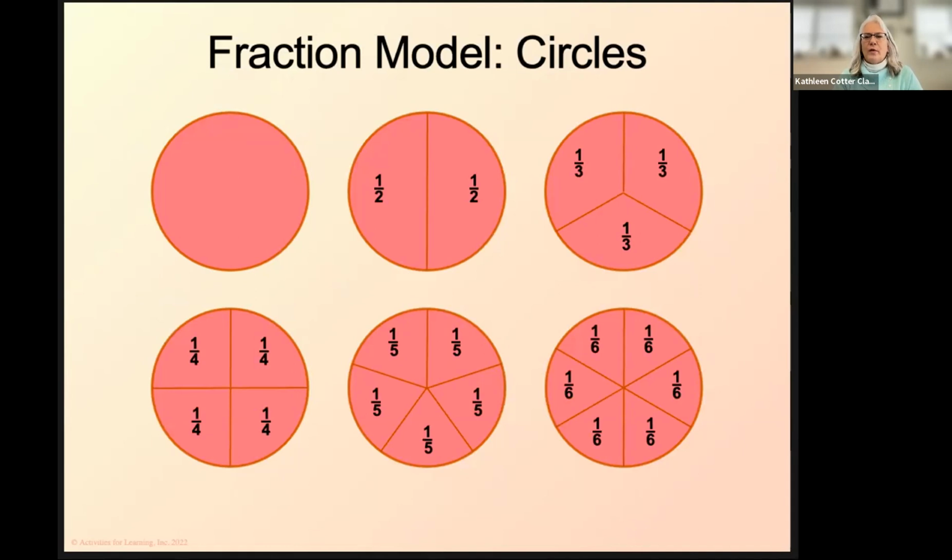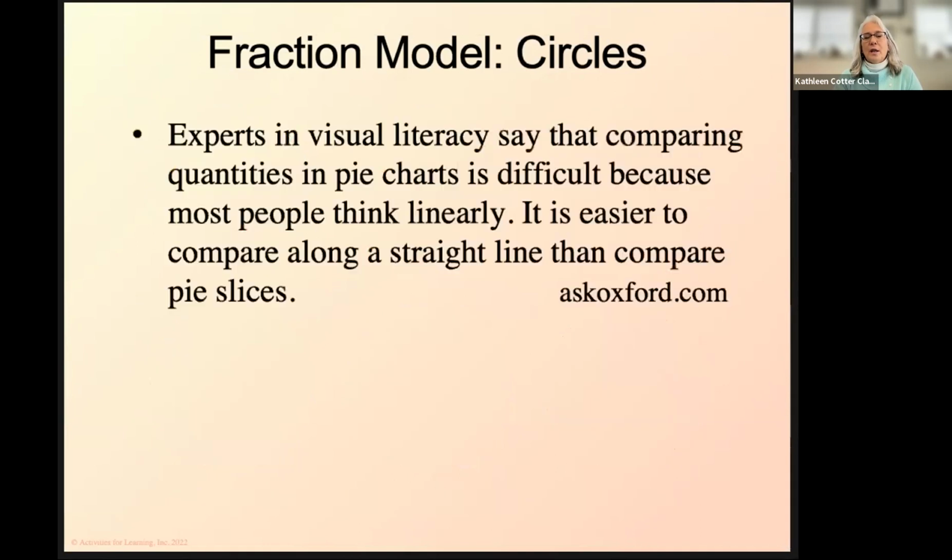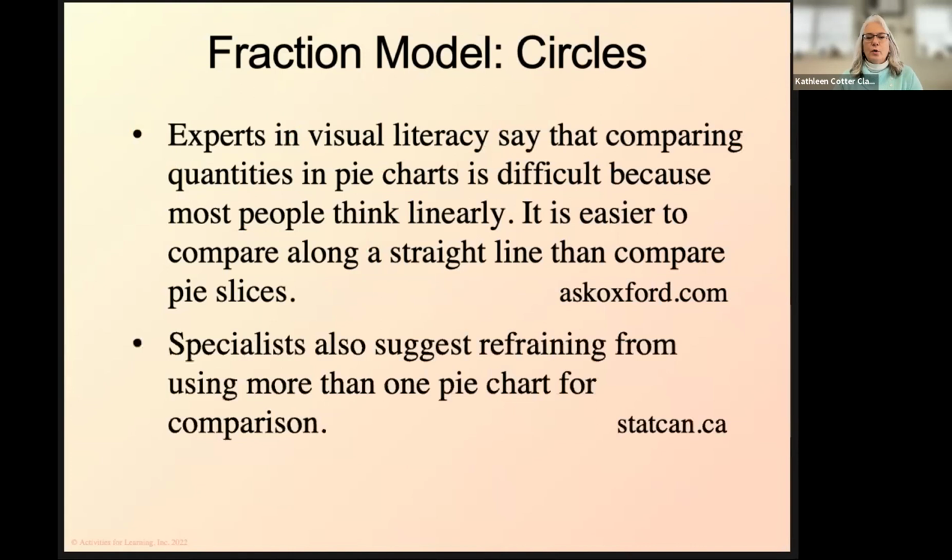Let's look at what it looks like to a child. I've labeled all of these, and let's try to compare 4/5 and 5/6 with this model. It's hard. It doesn't make a lot of sense. Experts in visual literacy say that comparing quantities in a pie chart is difficult because most people think in a line. It's easier to compare along a straight line than it is to compare pie slices. Specialists also suggest refraining from using more than one pie chart for comparison. So this shoots out all of our ideas on the pie charts.